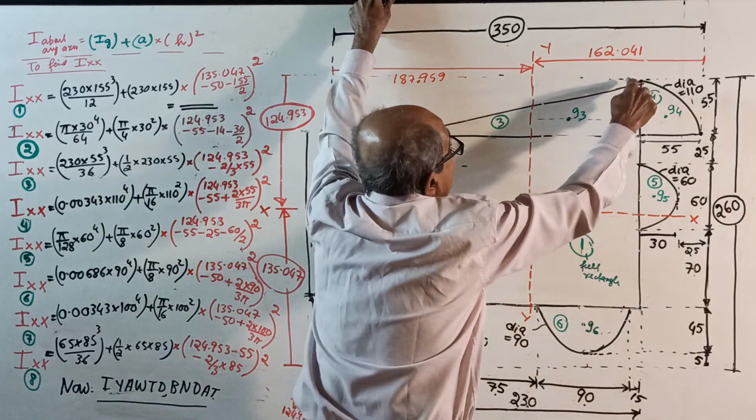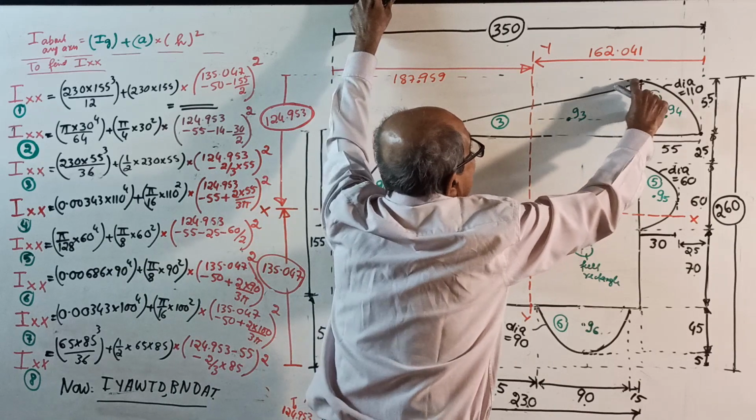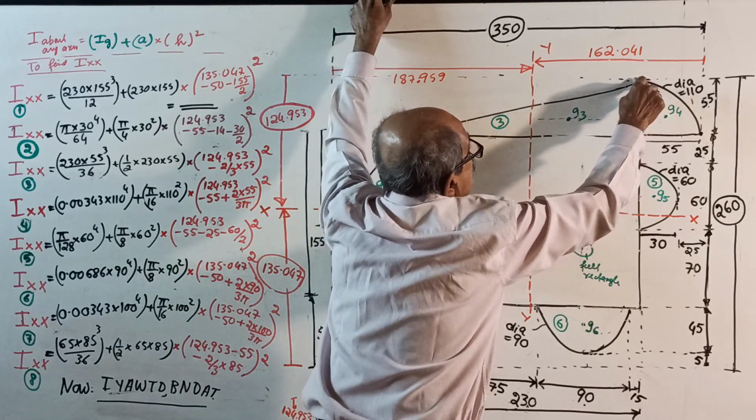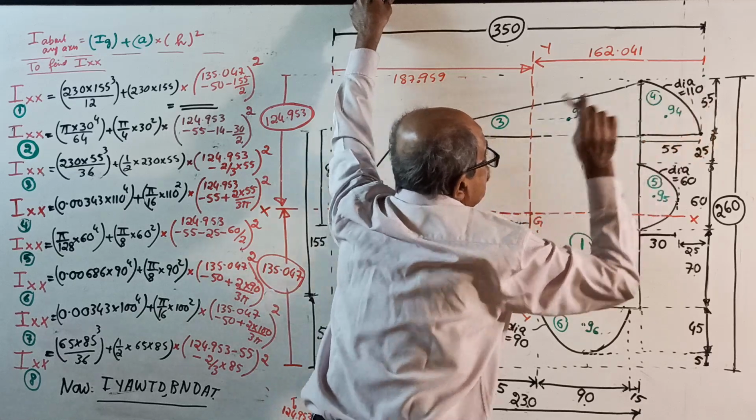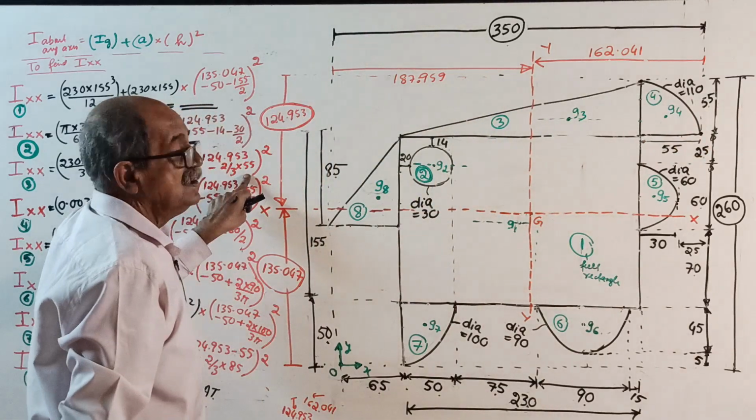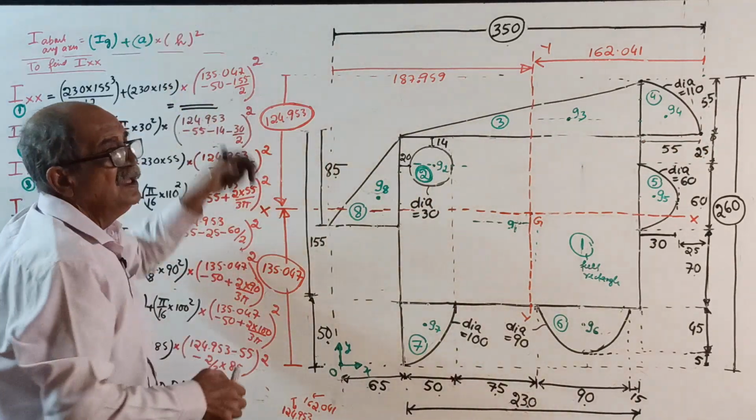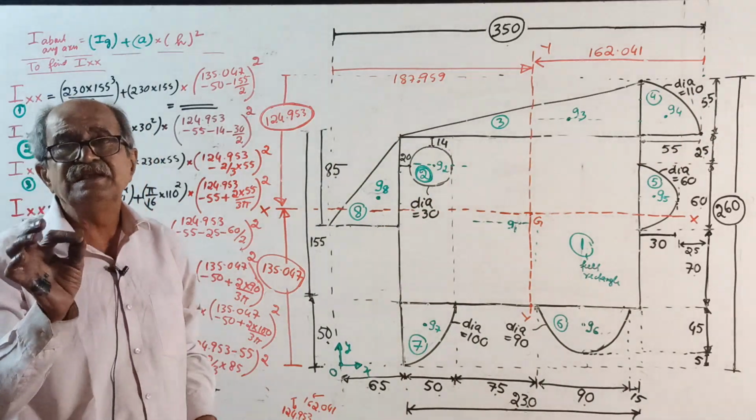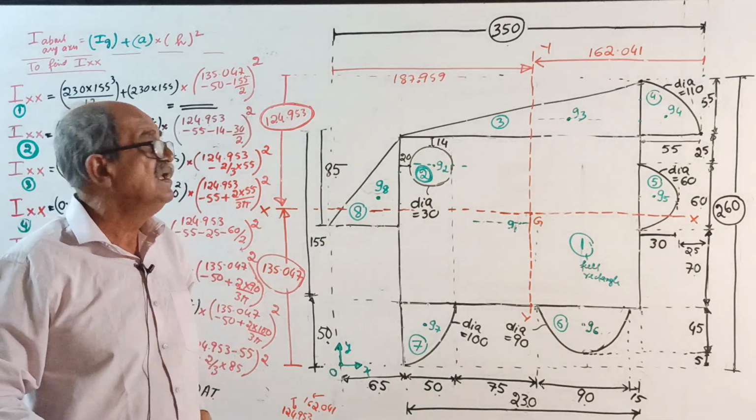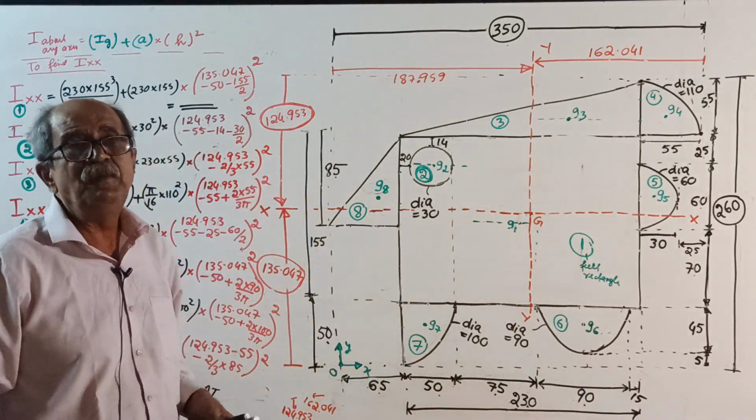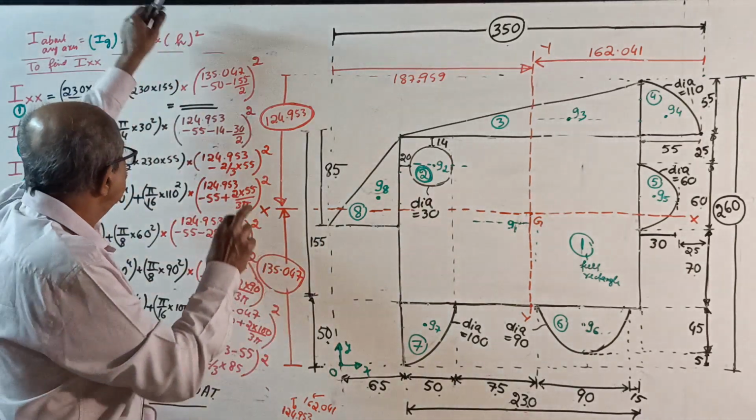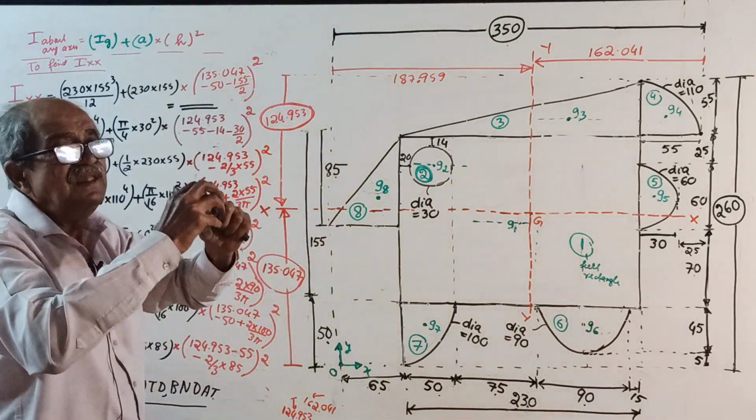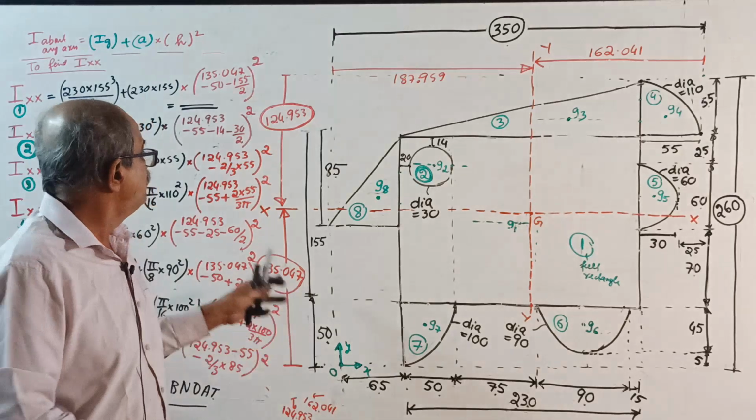124.953 minus this distance. See here, this distance is (2/3 of 55) whole square. I wrote it small, that's why I'm clearly explaining. You can zoom in. Suppose you are watching on YouTube or anywhere, you can zoom in. If some number is not fully visible, zoom in a little, because there is a space problem here.